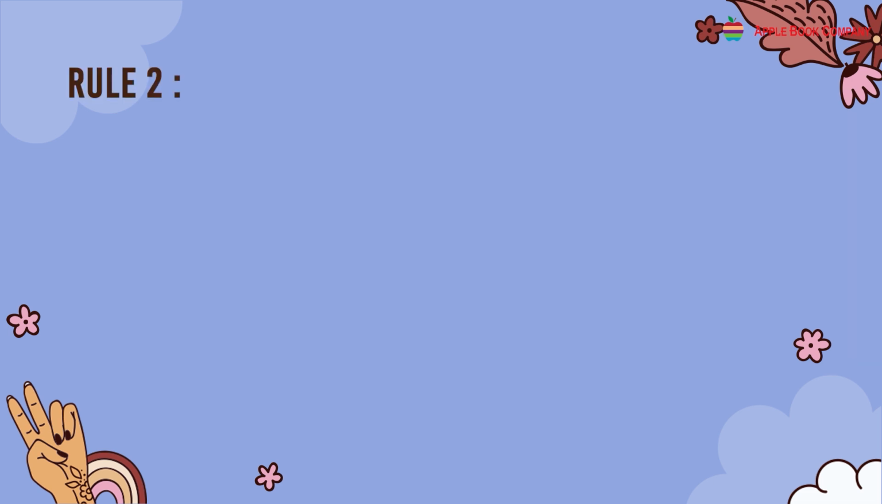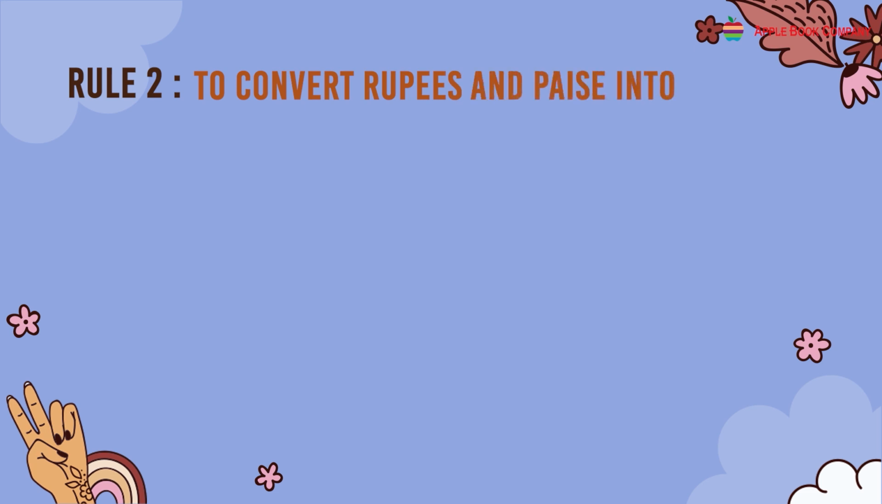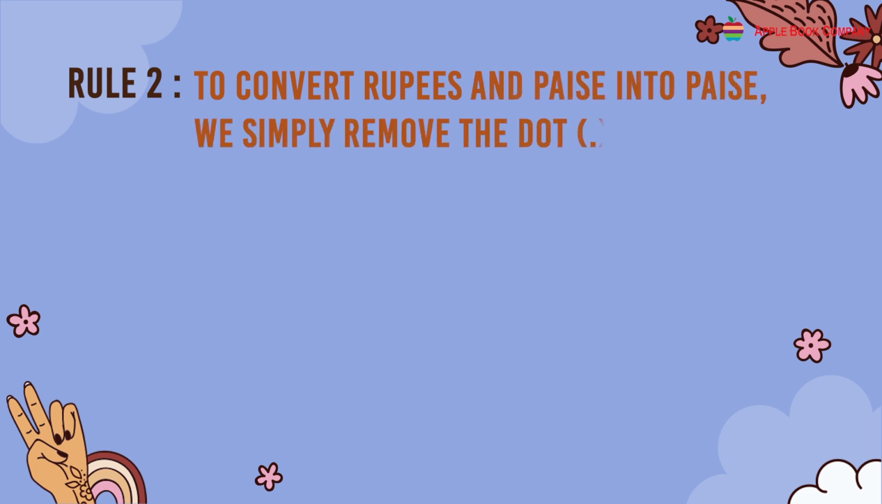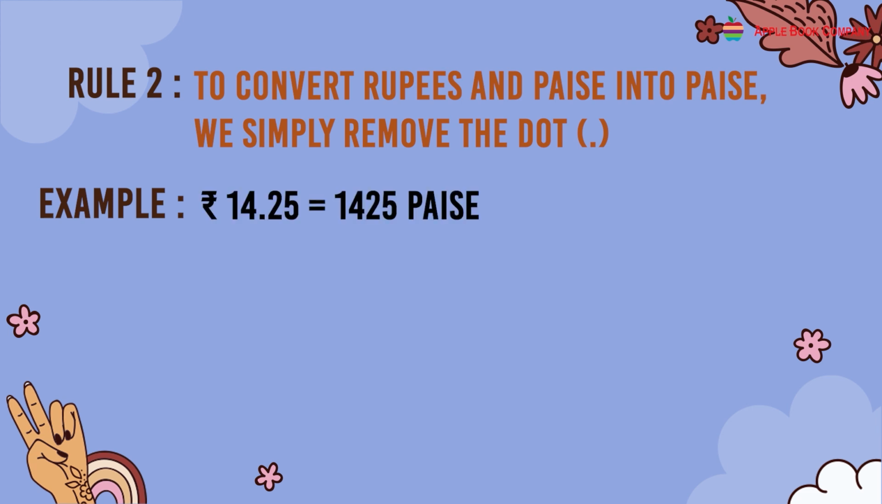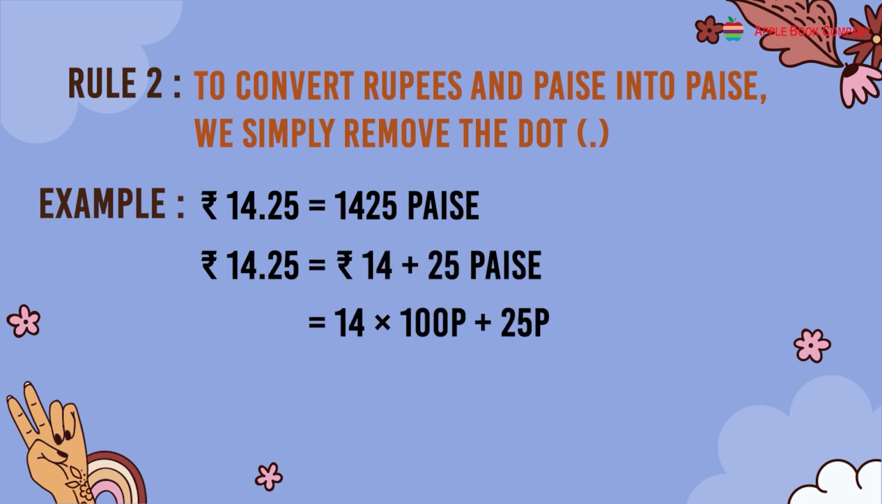Rule 2. To convert rupees and paise into paise, we simply remove the dot. Example: 14 rupees point 25 is equal to 1425 paise. This is how we calculate. 14.25 is equal to 14 rupees plus 25 paise. So 14 into 100 paise plus 25 paise is equal to 1425 paise. So this is how we convert rupees into paise.